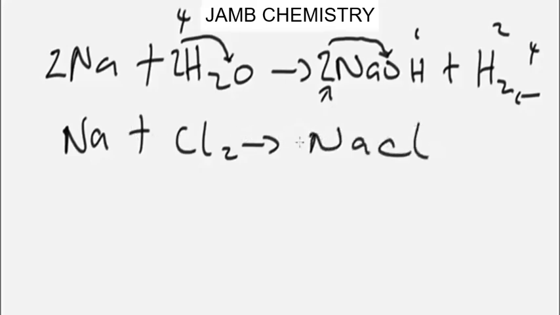Now let's balance this equation. We have 2 atoms of chlorine at the left and 1 atom at the right. So to balance it, we put 2 here. So we now have 2 atoms of chlorine at the right and at the left. So chlorine is now balanced.